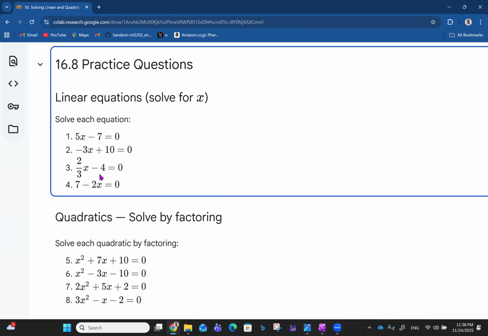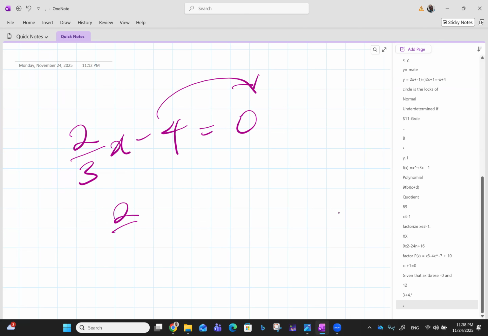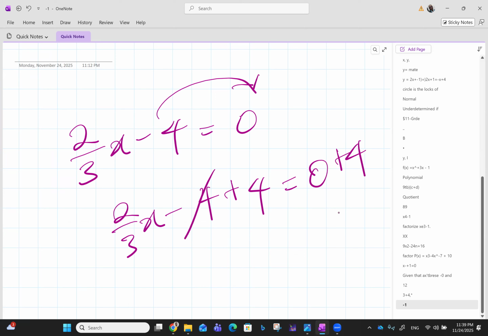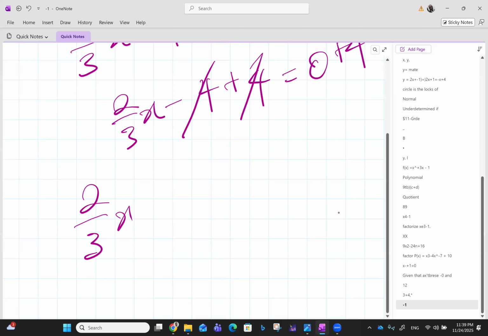Now solve each equation. I'll take what looks seemingly the hardest: 2 over 3x minus 4 equals 0. First of all, add 4 to both sides. So you have 2 over 3x minus 4 plus 4 equals 0 plus 4 on the right-hand side. The minus 4 and plus 4 cancel out. So we have 2 over 3x equals 4.